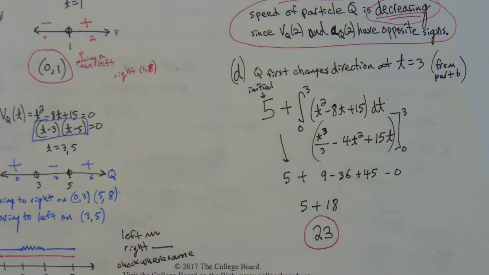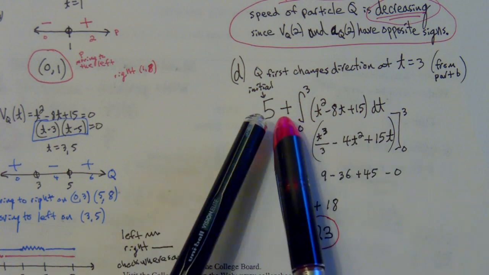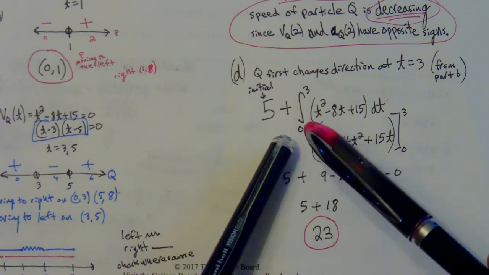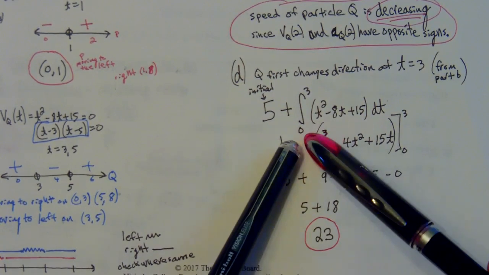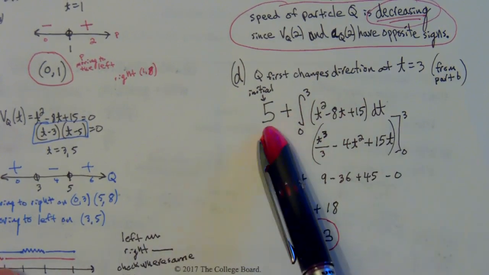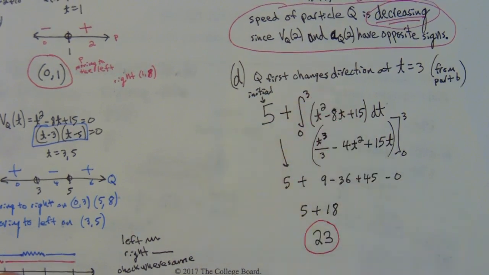Now, if they would have told us that t equals 2, we're at 5. Well, I still put a 5 right there, but then if I was there at t equals 2, then I'll pick it up where I left off. I would start that at 2 seconds and then go to 3. But it says at t equals 0, we're at 5. So I started there and then pick it up at 0, go to 3 right there.